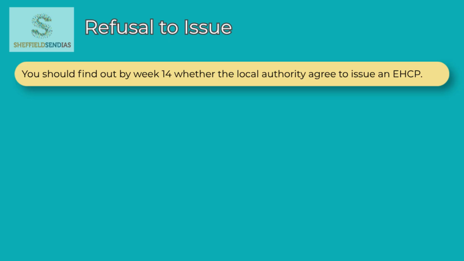The decision will be based on the reports and evidence that they've gathered in the needs assessment. They will send you a letter confirming their decision, and it will include information on your right to appeal. You also have several other options.